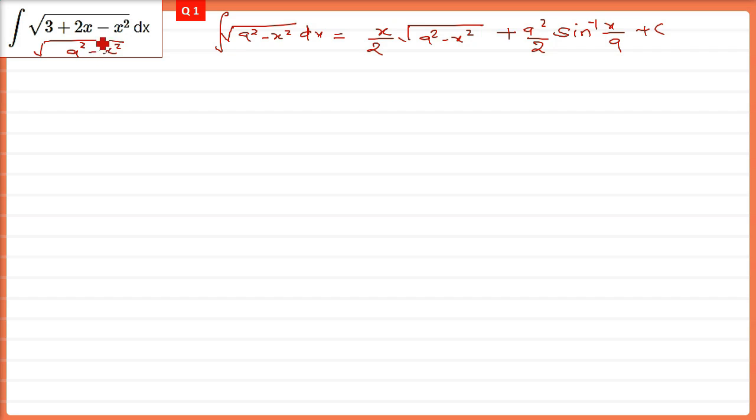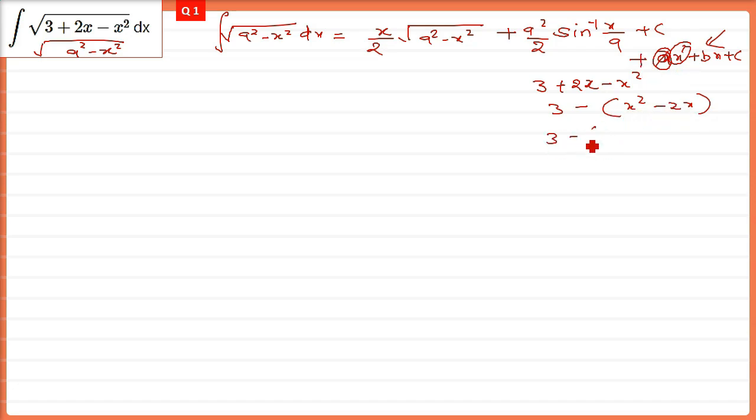How are we going to do that? Take 3 plus 2x minus x square first. In order to make a perfect square, we don't need anything in front of x square, not even a negative. That's why I am taking 3 minus whatever is inside, so that 2x minus x square becomes of different sign. Whenever you take a quadratic ax square plus bx plus c, to make a perfect square you want a to be removed, so x square has nothing in front of it. So we have 3 minus x square minus 2x.